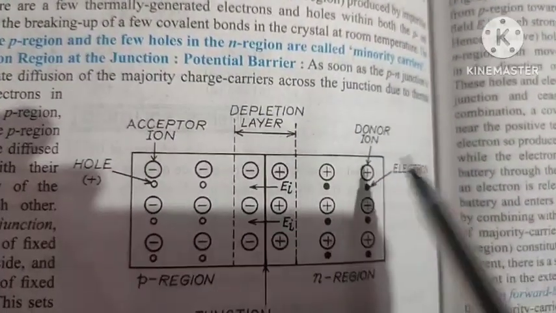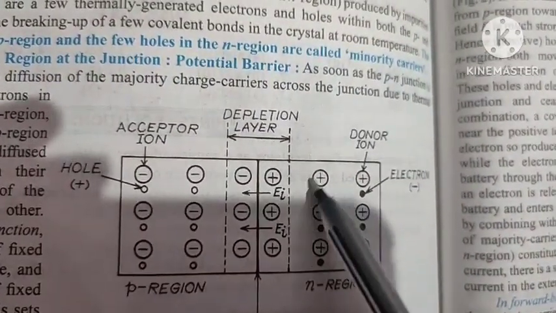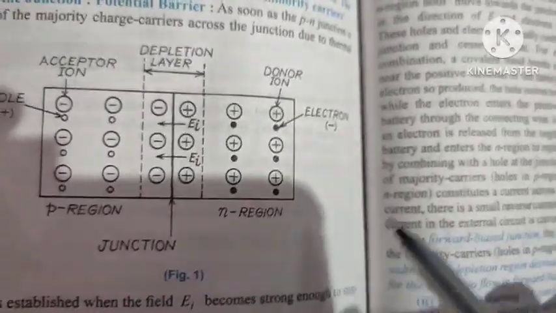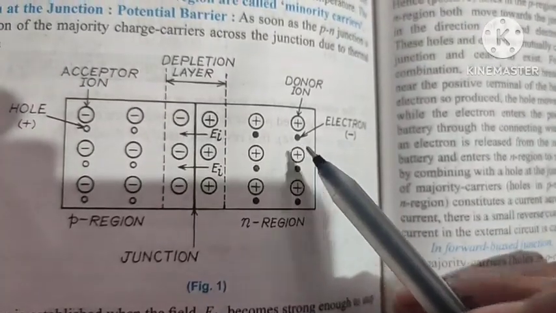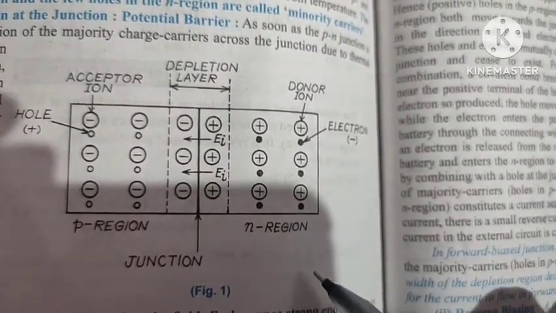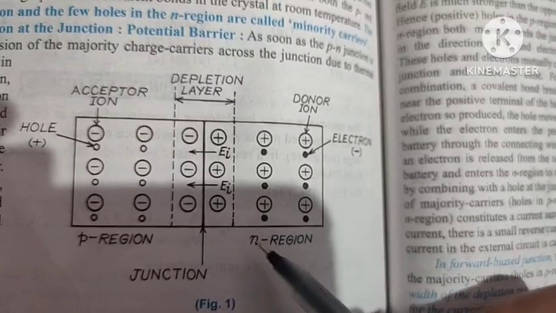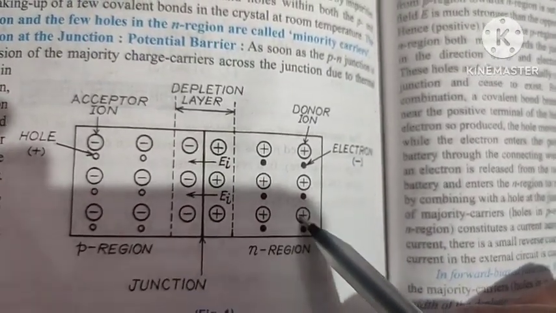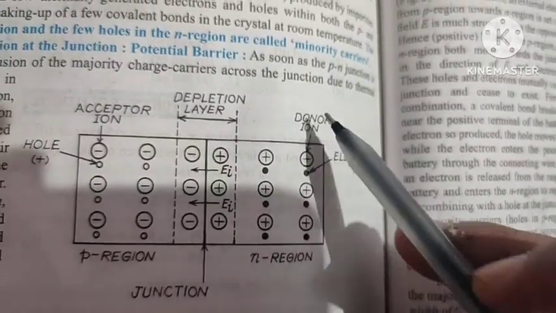Here you can see the positive charge is the donor ion, which is phosphorus plus or arsenic plus. And these black dots are the electrons in the n region. In the n region, the majority charge carriers are the electrons, and this plus is the plus phosphorus or plus arsenic, the donor ion.